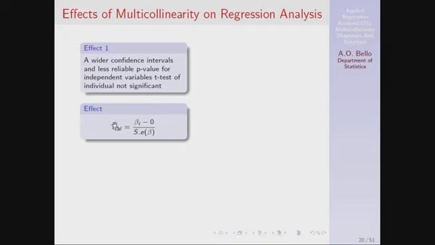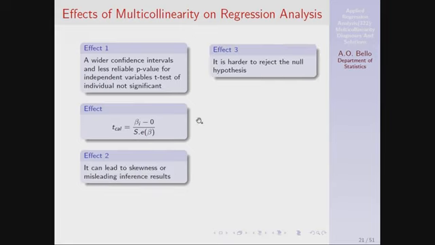And once this value is small, the t calculated in comparison to the t tabulated, we're going to end up accepting our null hypothesis that the particular coefficient is equal to 0. That means it's not statistically significant, and this has to do with the problem of having an inflated standard error, which is caused by the multicollinearity problem, and this makes our p-value less reliable.